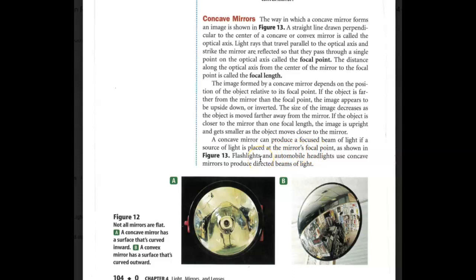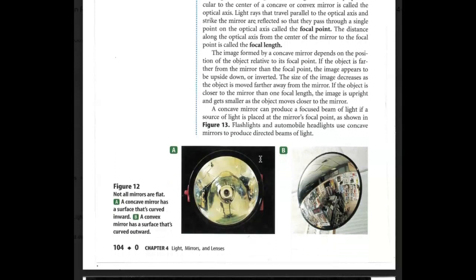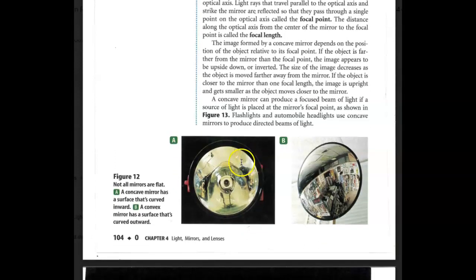Flashlights and automobile headlights use concave mirrors to produce directed beams of light. You can see here too, like the inside of a light, it has the mirrors around there and it caves inward. So like in a car's headlight or a flashlight, when that light is shining, it directs that beam of light outward.